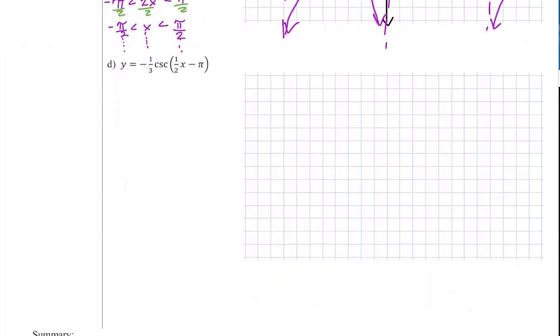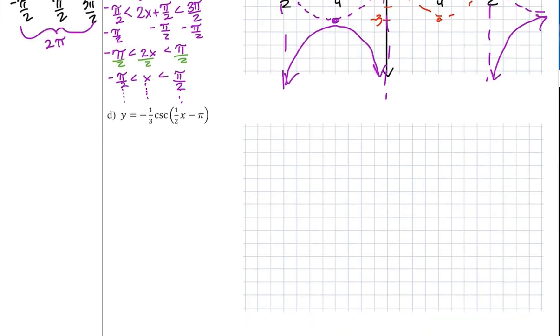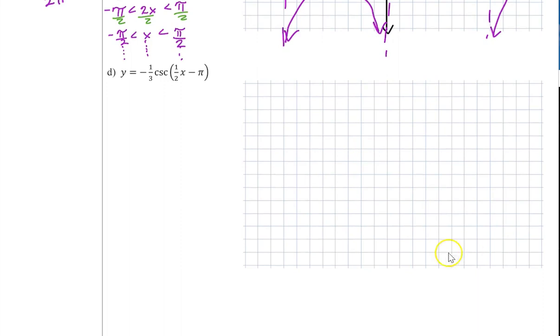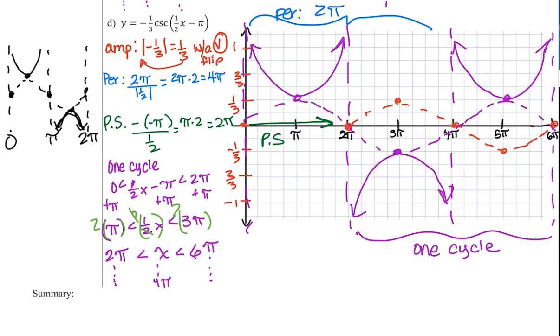And then just remember that cosecant has asymptotes at 0 and 2 pi instead of negative pi over 2 and 3 pi over 2. Okay, so you had an amplitude of 1/3 with a vertical flip, period of 4 pi, phase shift of 2 pi, 1 cycle from 2 pi to 6 pi with an asymptote dead center at 4 pi.